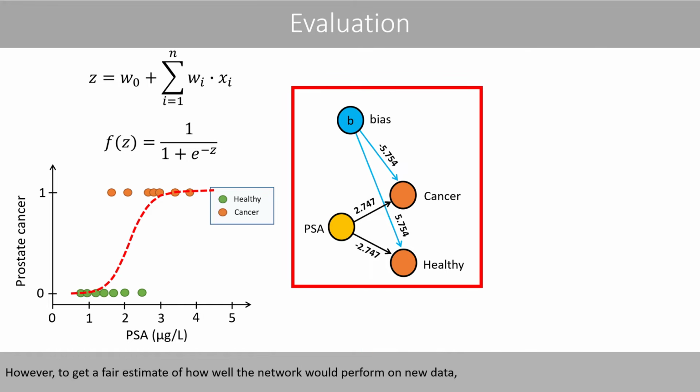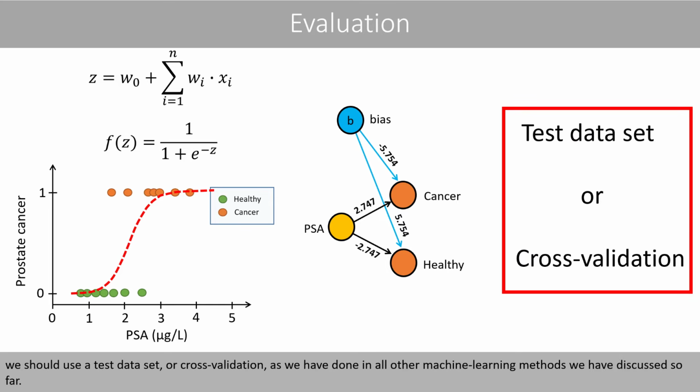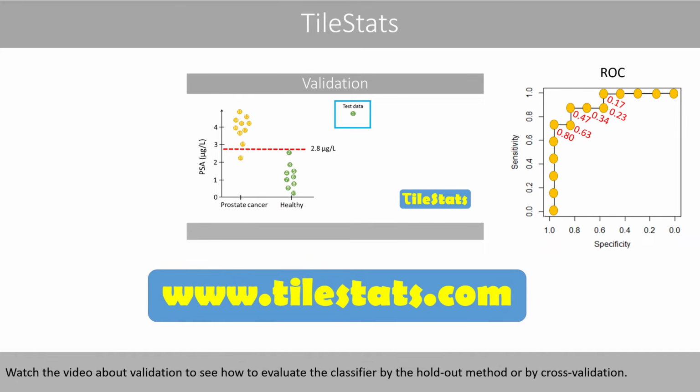However, to get a fair estimate of how well the network would perform on new data, we should use a test dataset or cross-validation, as we have done in all other machine learning methods that we have discussed so far. Watch the video about validation to see how to evaluate the classifier by the holdout method or by cross-validation.